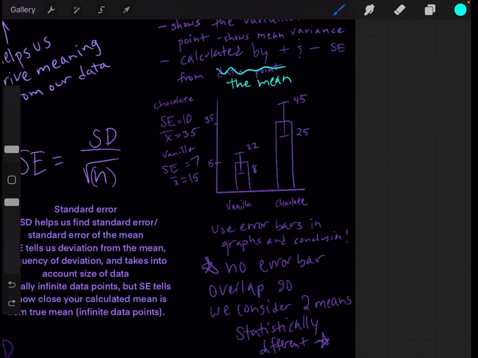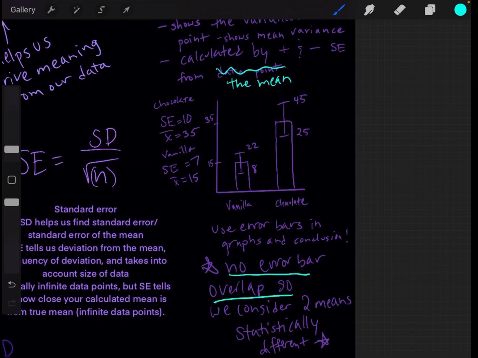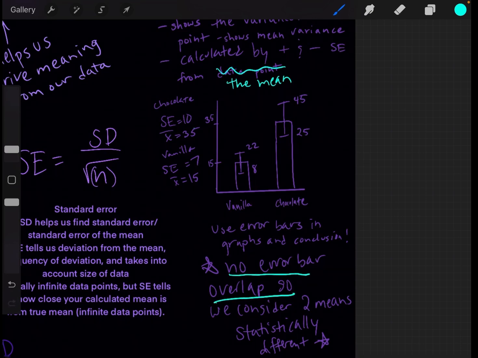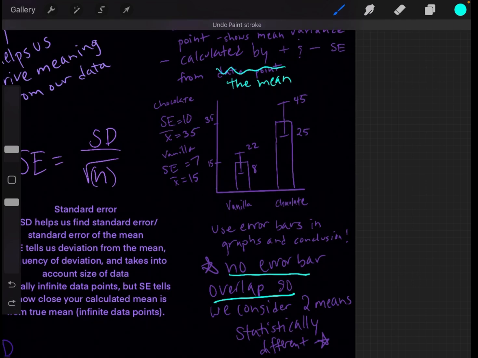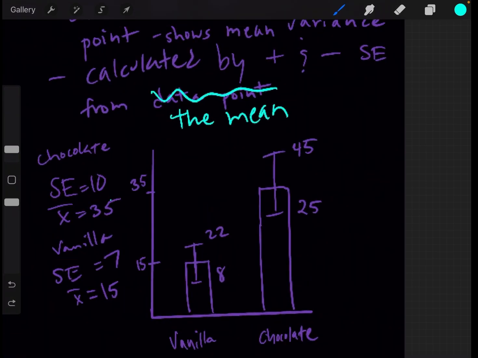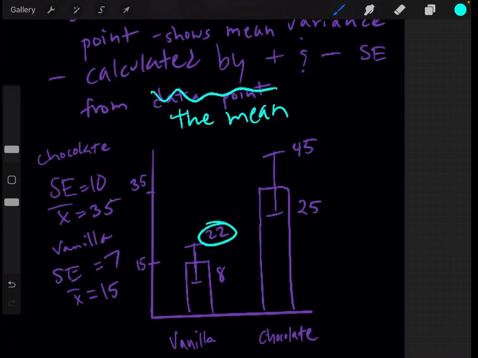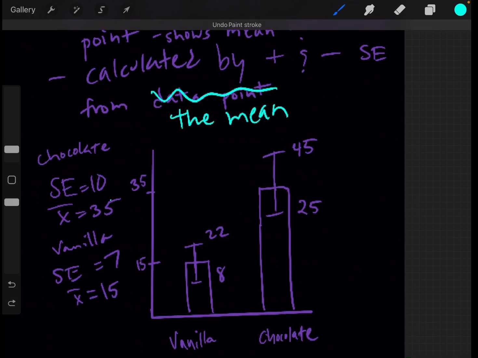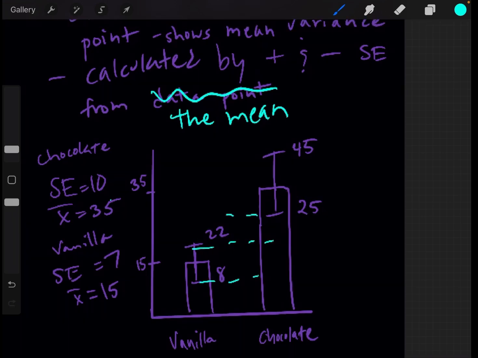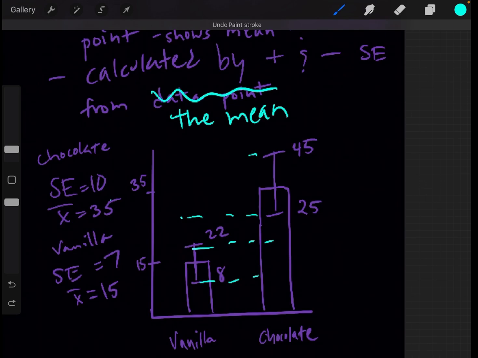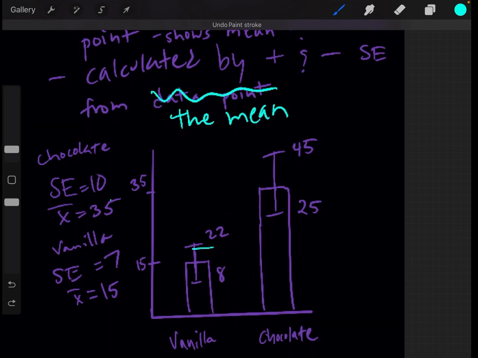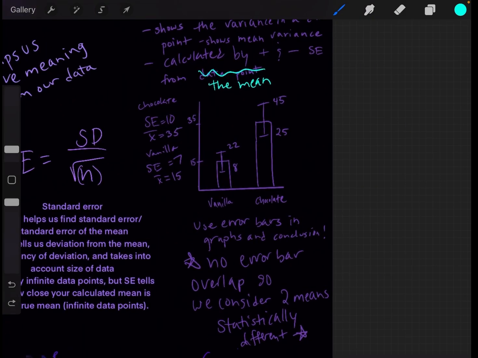Well, error bars are actually important because they tell us if the two means are statistically different. If there is no error bar overlap, we consider the two means to be statistically different. So if you look here, there's no overlap because we end at 22 and we start at 25. So these error bars do not overlap, so they are statistically different means.